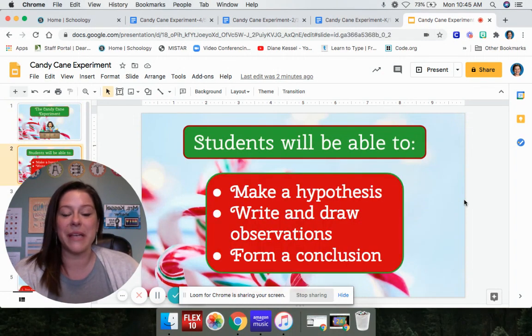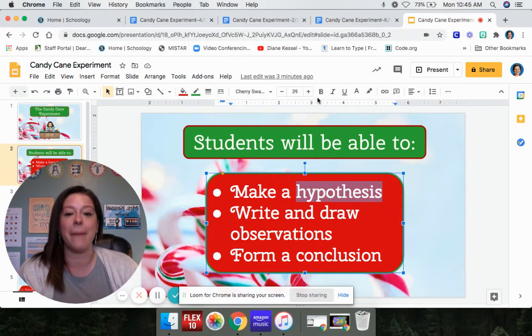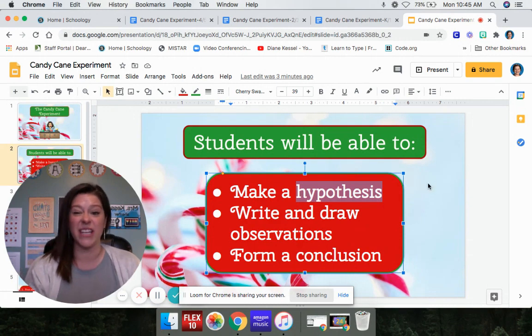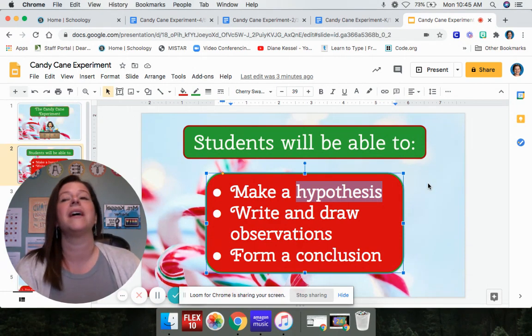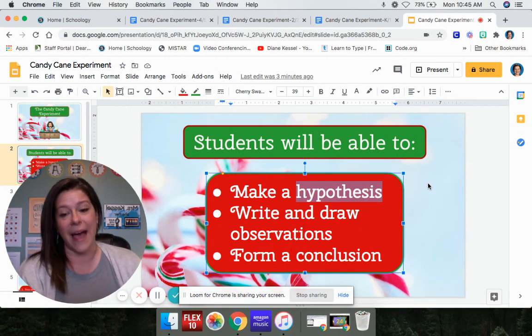This is what we're going to be able to do today. We have some scientific words we're learning. We are going to be able to make a hypothesis. A hypothesis is an educated guess. So it's a guess of what you think is going to happen.